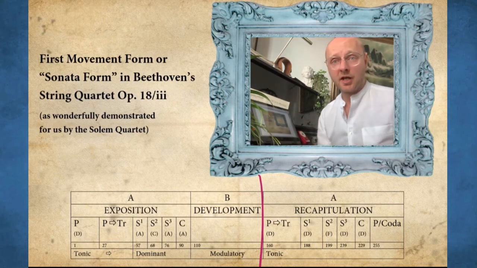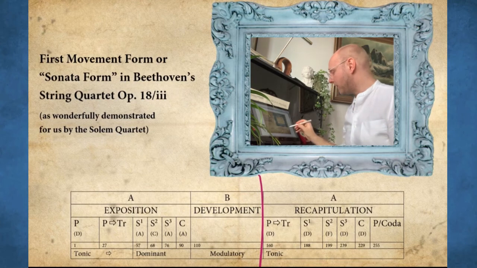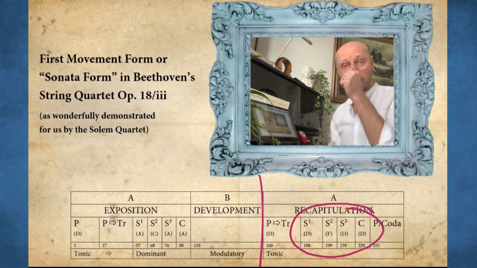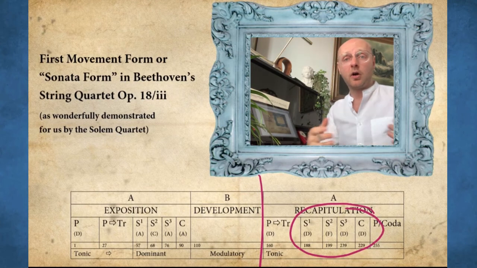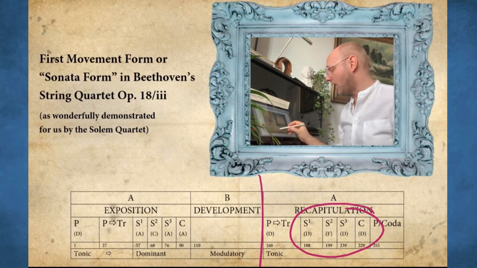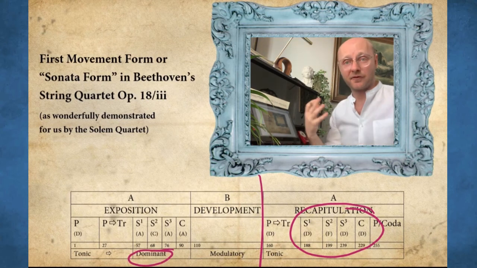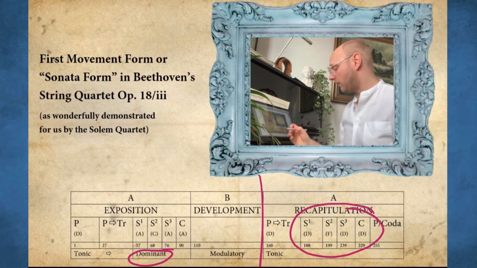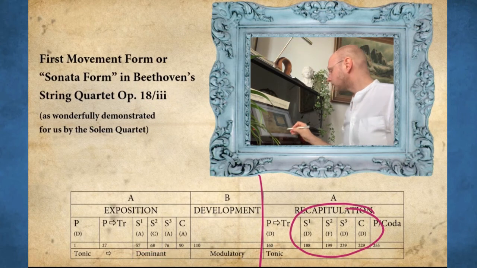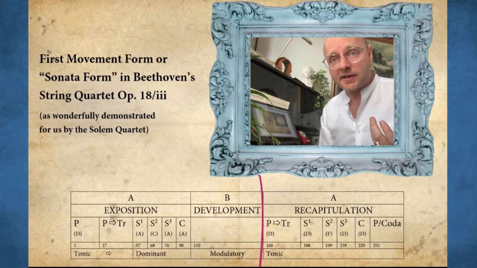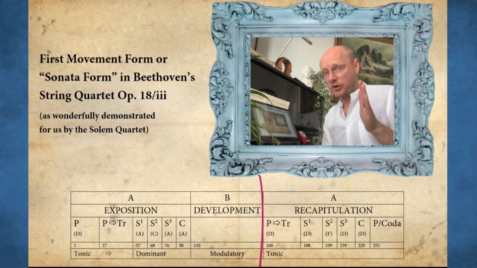So then we return to the tonic, and all of these themes, the S1, the S2, the S3, and the closing theme, are now all in the tonic, whereas before they were in the dominant. That's part of the major drama of this whole dramatic structure. Let's have a little listen to the recapitulation, but I'll stop you just before the ending.